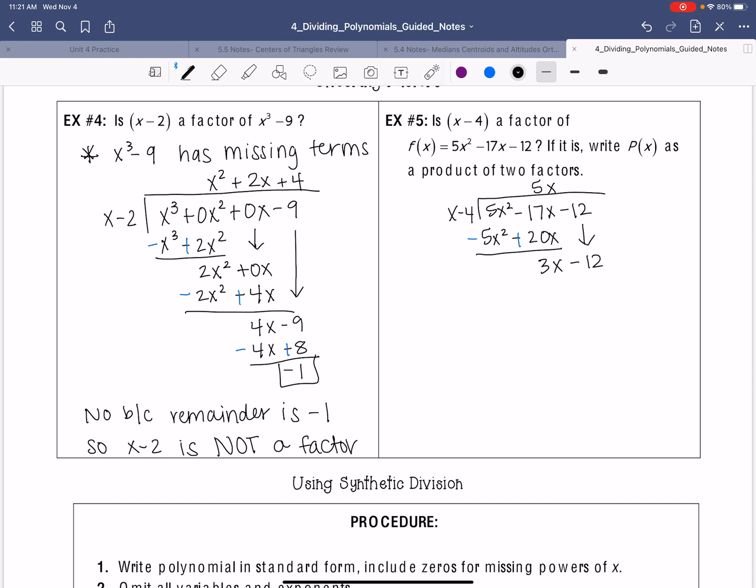Okay, now I need x to become a 3x. To get x to become a 3x, we need a 3. Positive 3, multiply it back, so I'll get a 3x minus 12. Change your signs. And then we're going to have a remainder of 0. So since we have a remainder of 0, yes, it's a factor. All right, so now we want to write it as the product of two factors. So p of x is x minus 4 times 5x plus 3.